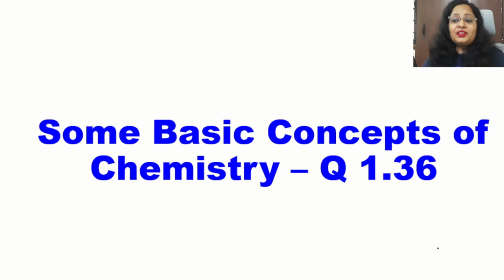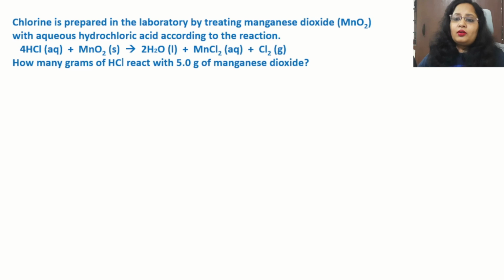Friends, today's video is question number 1.36 from NCERT textbook class 11 and the chapter name is Some Basic Concepts of Chemistry. So let's check the question. Chlorine is prepared in laboratory by treating manganese dioxide with aqueous hydrochloric acid according to the reaction. Now, how many grams of HCl reacts with 5 grams of manganese dioxide?